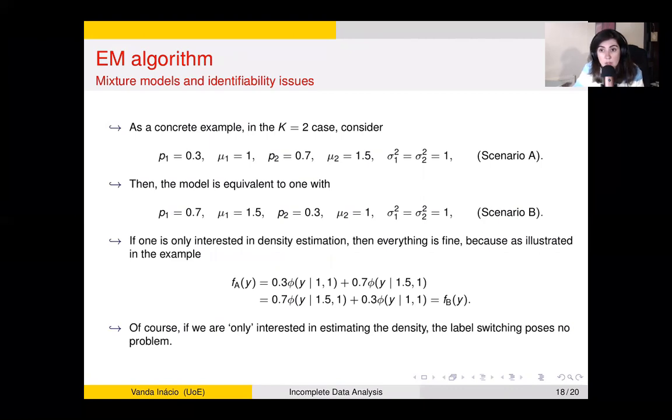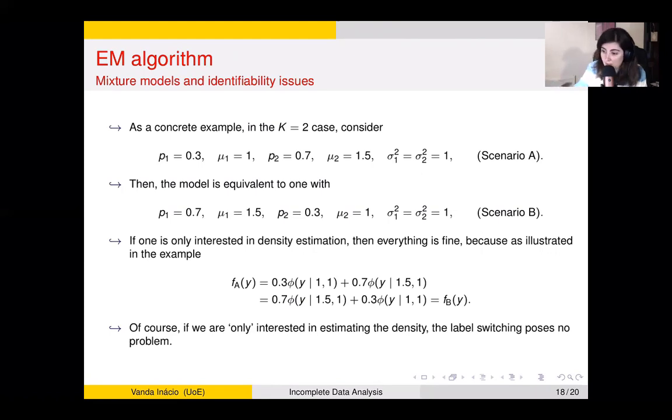And let's call this scenario A. Now if I change the values, I say that P1 is 0.7 and P2 is 0.3, so they just switched values. Mu1 is 1.5 and mu2 is 1, so I have switched the means as well, and the variances, they were 1, and they obviously are 1 here as well. So this is scenario B.